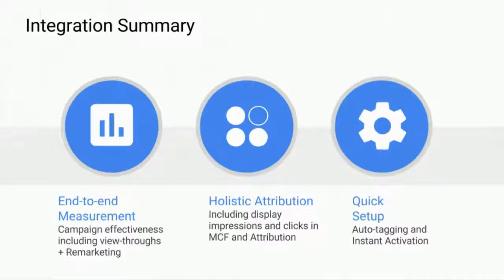So second is the holistic attribution piece. And that is the ability to analyze how DBM contributes to conversions using cross-channel attribution in GA. And then finally, not most importantly, but really important in terms of just getting up and going, is that this is a super quick setup. It doesn't require any additional tagging. It's just simply linking your accounts.